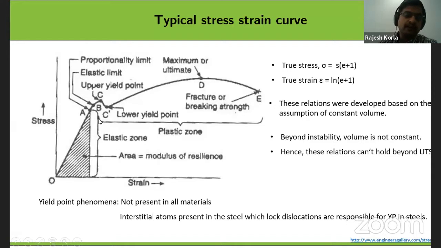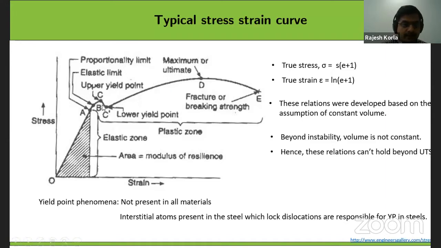Okay. Then if you come back to the curve, this is called elastic deformation, and the slope of this curve gives the elastic modulus. Here you can get the proportionality limit, up to which the stress is proportional to the strain, and then the elastic limit, beyond which you see permanent plastic deformation, and then you see the maximum, the UTS, where instability will happen.